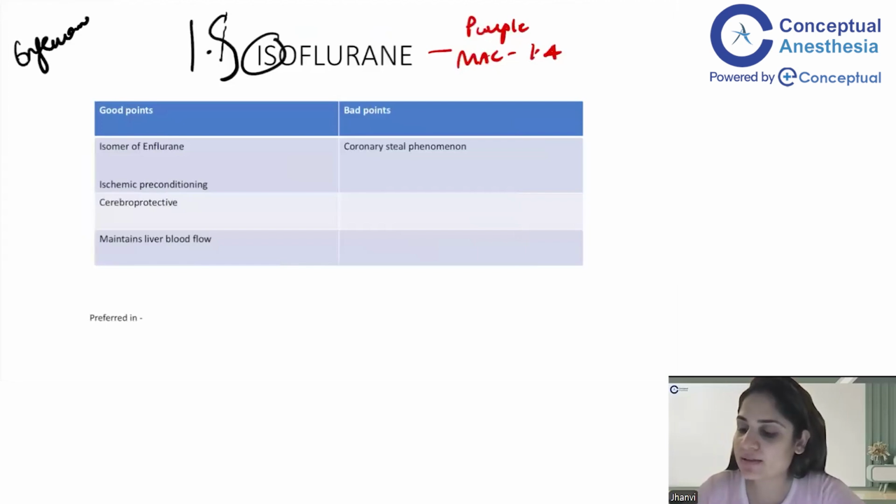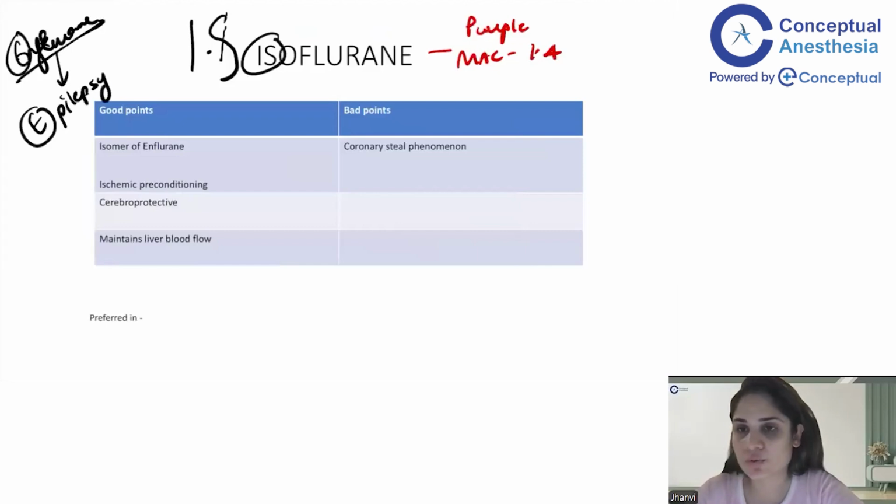This just came and went quickly, because enflurane was an agent which used to cause epilepsy. Because of this issue, enflurane was out of fashion, and we came up with the isomer of enflurane that is called isoflurane.